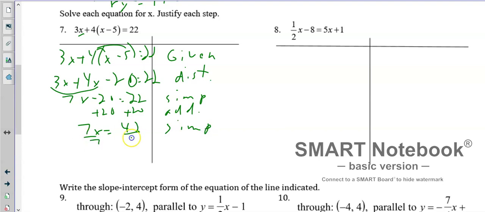And then divide by 7. That's the division property. Again, you can abbreviate. And that's x equals 6. I just simplified. And that's it.